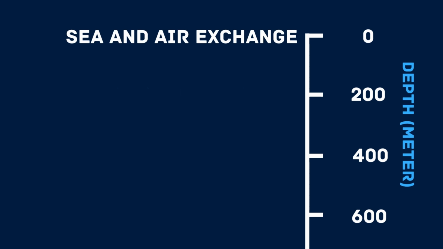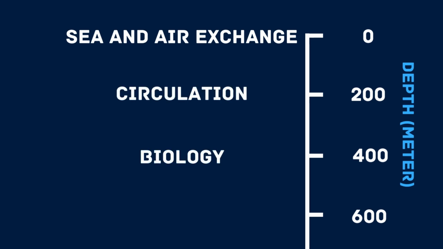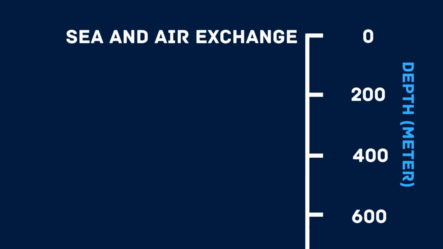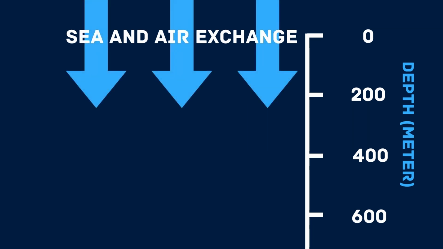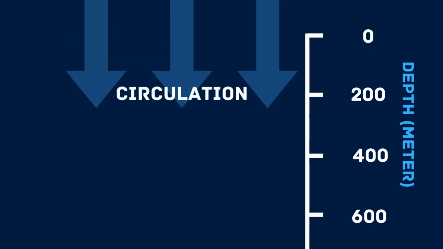The ocean's oxygen levels and distribution are maintained by a complex web of processes that can be summarized into three factors: sea and air exchange, circulation, and biology. Sea and air exchange describes the mixing of wind and waves at the surface, which injects oxygen into the ocean. The oxygen is then transported throughout the ocean interior via circulation.